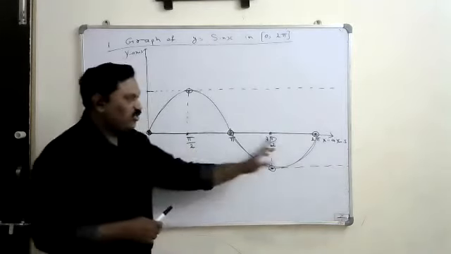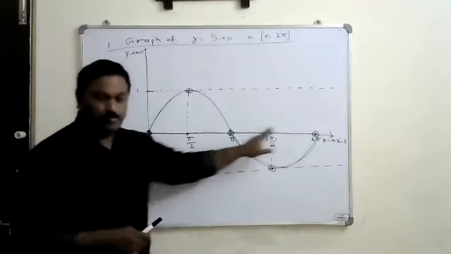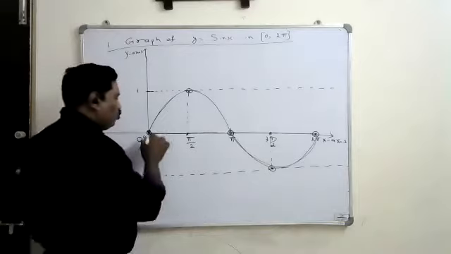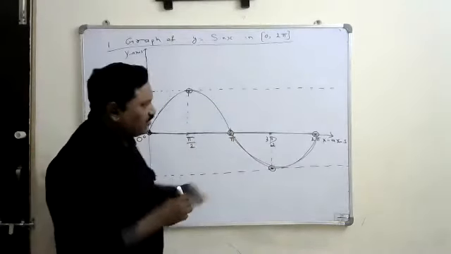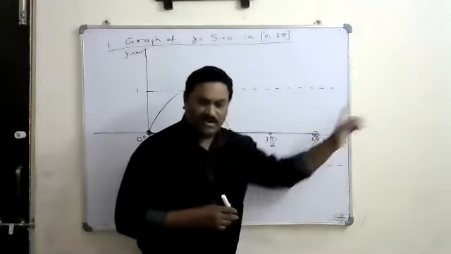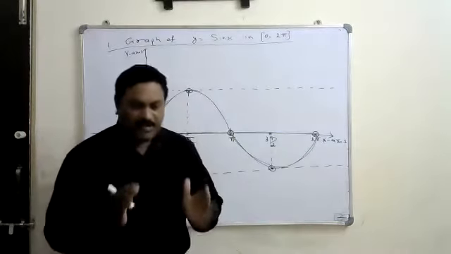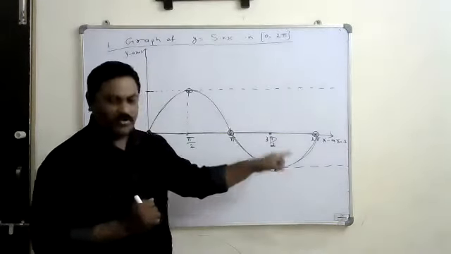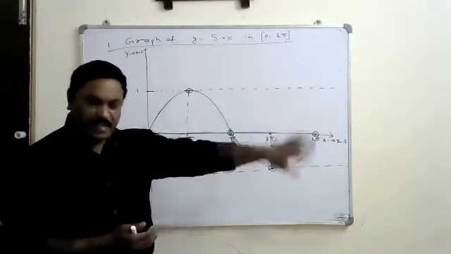It will complete one rotation between 0 to 2 pi. The length of this period is 2 pi. So within the 2 pi length, it is completing one rotation. Again, for the next 2 pi to 4 pi, if I draw the graph, the same graph is going to repeat. Again, it is the same period, repeating the same graph.